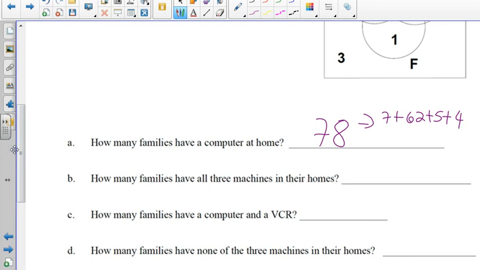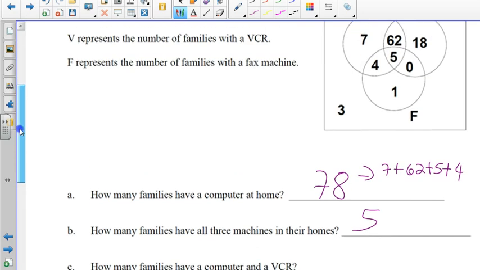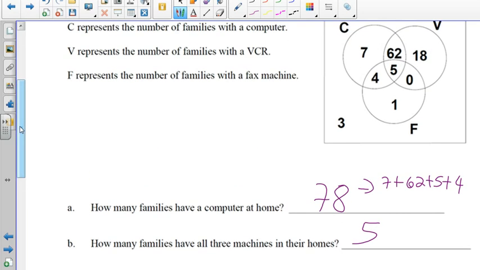How many families have all 3 machines in their home? Where do we find that? The center. How many families have a computer and a VCR? 62. What is it? 67. So it has to be this and that overlap. Oh, what a trick question. So when you see and, it's an overlap. If it's all 3, then it's the overlap of all 3. If it's 2, then it's one of these shapes, right? That's an and.